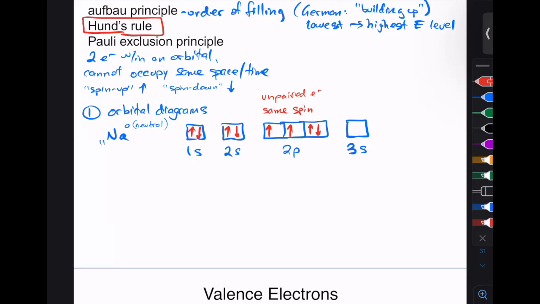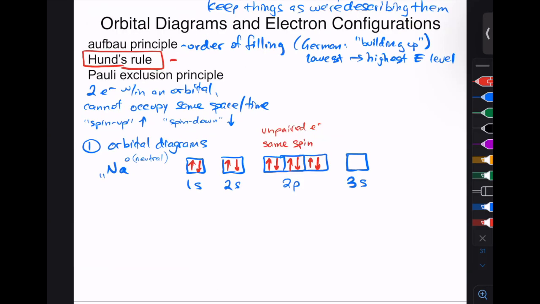But those are equivalent. But what I have to do is, once I double fill that orbital, the electrons have to be opposite spin. And then the next one, and then the next one. This is following Hund's rule. So let me then specify what Hund's rule actually says.